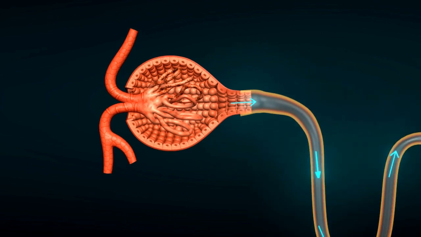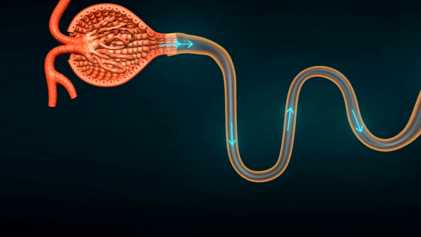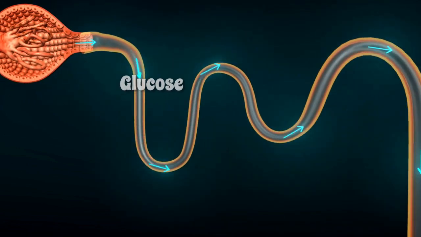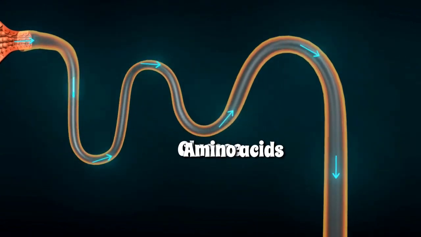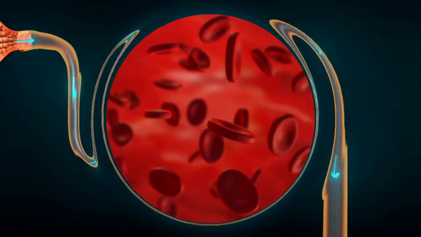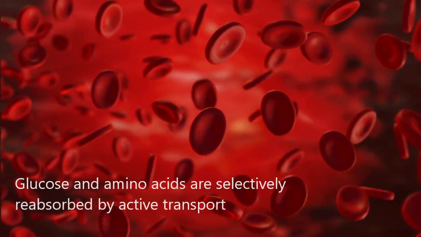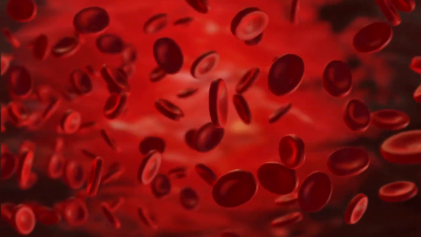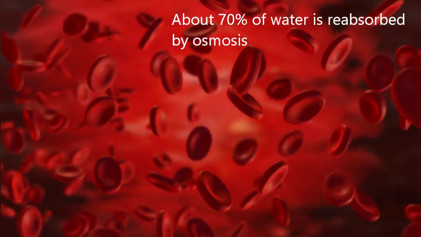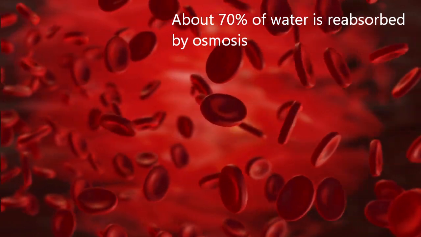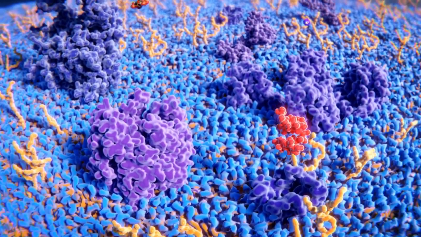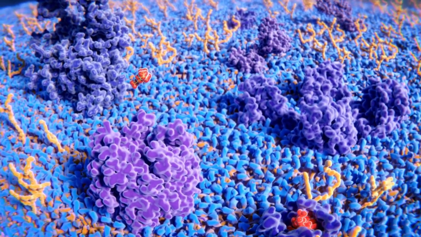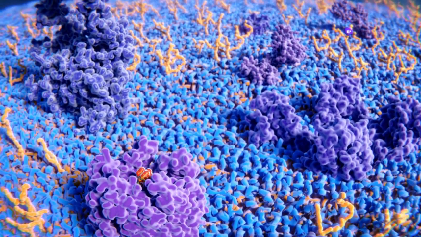The filtrate then moves into the proximal convoluted tubule. Here, essential substances like glucose and amino acids are reabsorbed into the bloodstream. All of the glucose and amino acids are selectively reabsorbed by active transport, and approximately 70% of the water follows down the osmotic gradient, which is set up when the glucose and amino acids were reabsorbed. Urea is not actively reabsorbed, but some will cross the membrane back into the blood capillaries.